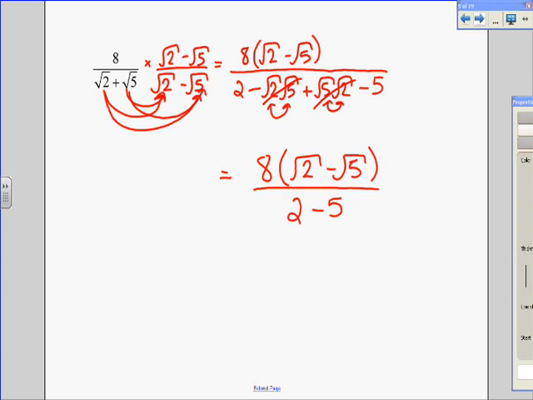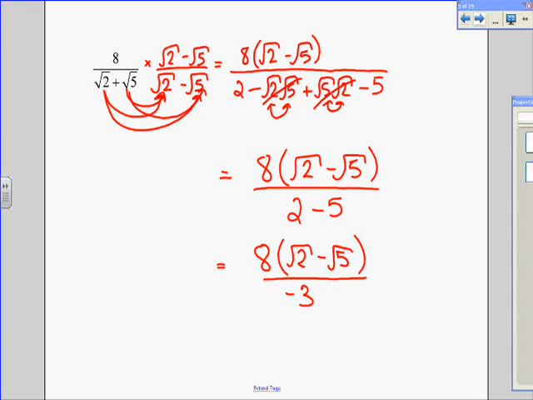Let's simplify that a little bit more. So we have 8 times the root of 2 minus the root of 5 over 2 minus 5, which would give me a negative 3. And normally we would not leave our negative on the denominator, so I'm actually going to move it so that it is out in front of my fraction. So this is going to be my final rationalized expression.